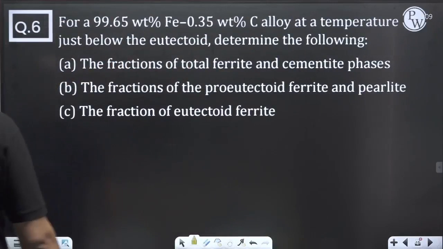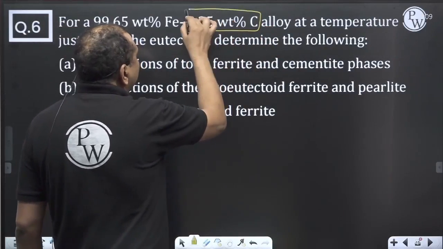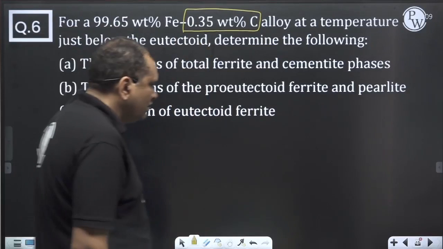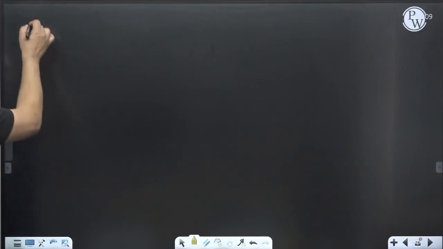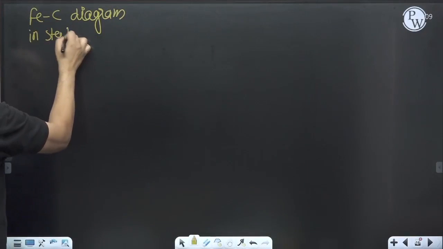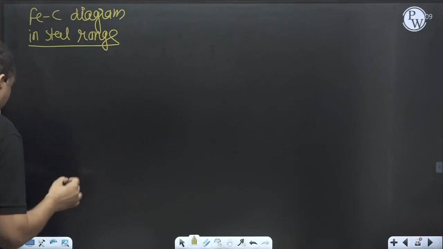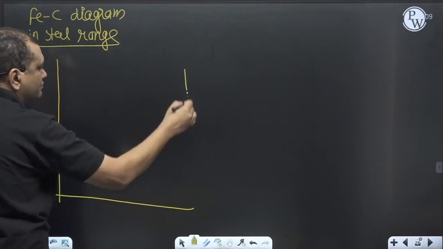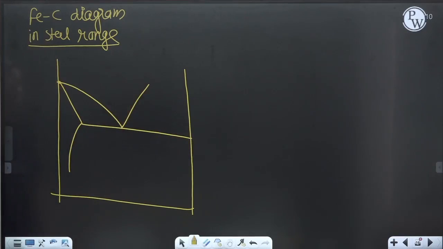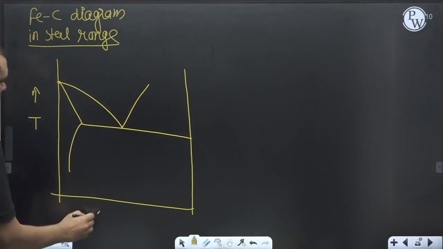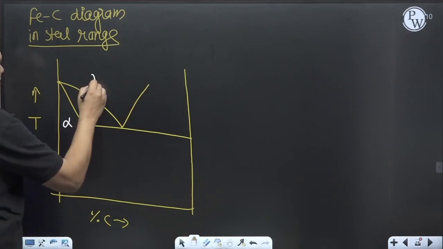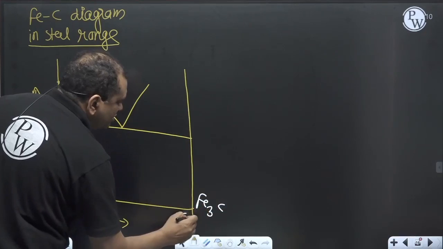So here, for a 0.35 weight % carbon alloy at a temperature just below the eutectoid, determine the following. So I will plot the iron carbon diagram in the steel range. Iron carbon diagram in the steel range I will draw. Temperature and the percentage carbon. Alpha, gamma, Fe3C, and this is 6.67%.